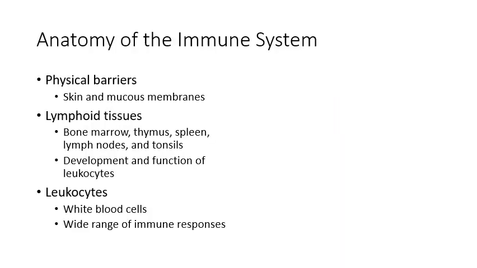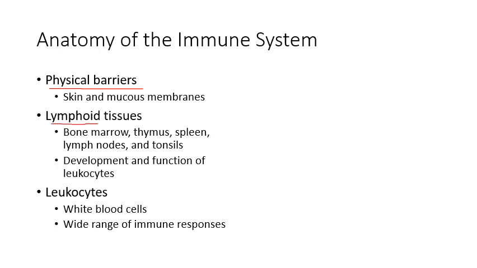Okay, so let's first look at the major components. There are three major components. We've got physical barriers. All right, so the first line of defense is let's keep the pathogen out. And that's what our skin and our mucous membranes are: basically coverings that give us physical barriers.